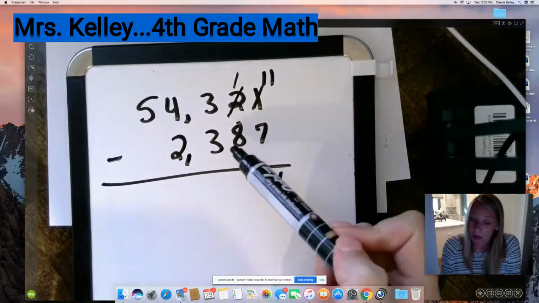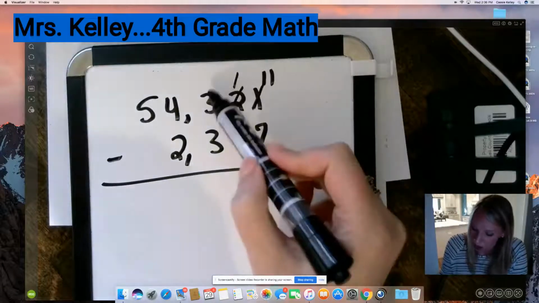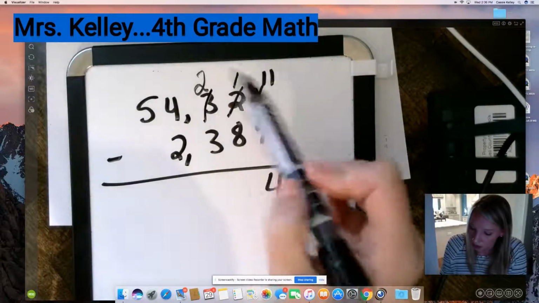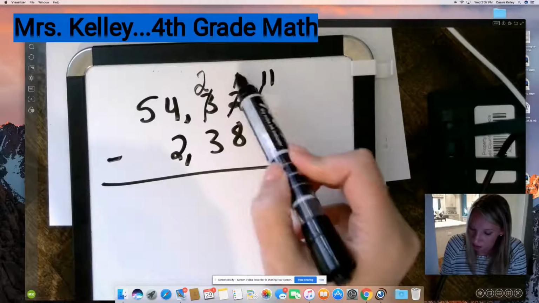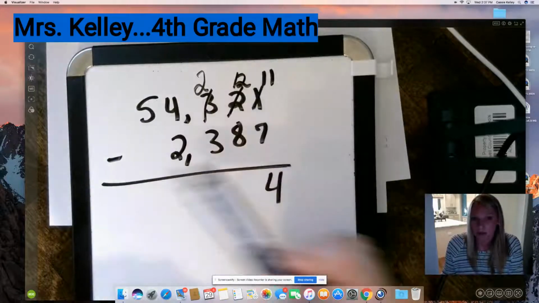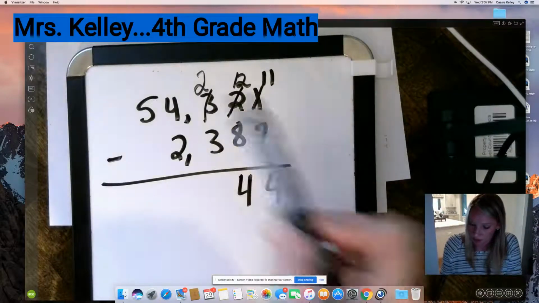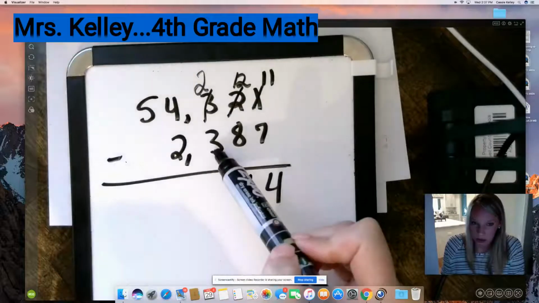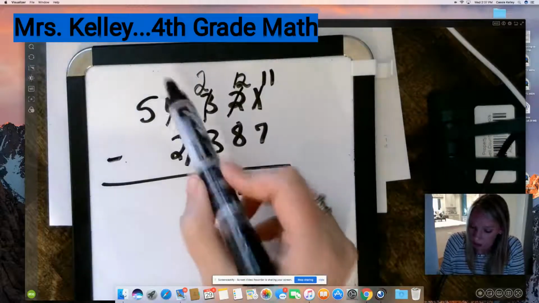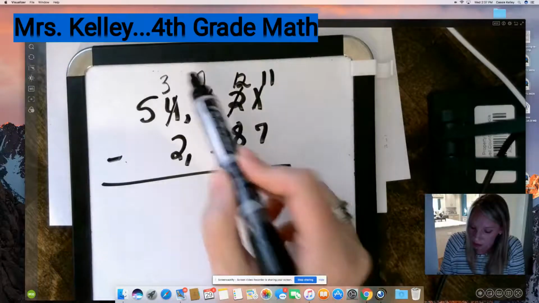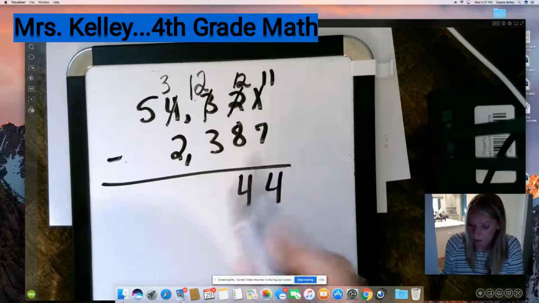Okay, now I'm at 1 minus 8. If I have 1, I can't take 8 away from it, so I need to borrow again from next door, right? So I'm going to borrow from here. This goes down to a 2, and this will become a 12. What's 12 minus 8? 4 again. Good job. 2 minus 3. Again, if I only have 2, I can't take 3 away. So I'm going to borrow from next door. That becomes 3. This becomes 12. 12 minus 3 is 9. Good job.